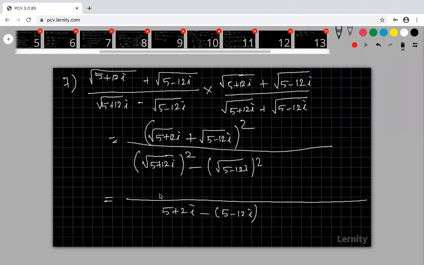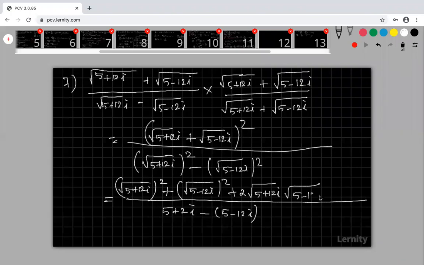Come to the numerator. Apply the a plus b the whole square formula. What is the a plus b the whole square formula? a square plus b square plus 2ab. Here, root of 5 plus 12i the whole square, root of 5 minus 12i the whole square, and 2 into root of 5 plus 12i into root of 5 minus 12i. Now this square and root get cancelled, I will get only 5 plus 12i. Here square and root get cancelled, I will get 5 minus 12i.